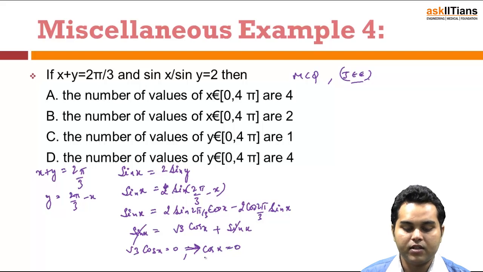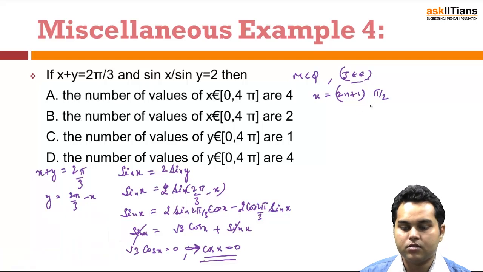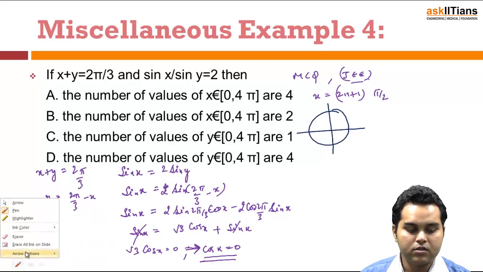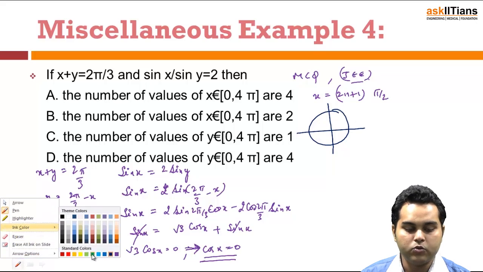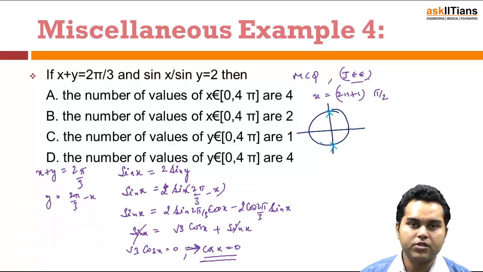So that's the final equation that I get, to which the solution is x is equal to (2n plus 1) pi by 2, that is, odd multiples of pi by 2. Now if I plot this in the region first 0 to 2 pi, the solutions I would get are 2, that is pi by 2 and 3 pi by 2. You know that. So these would be the two solutions in the first circle.